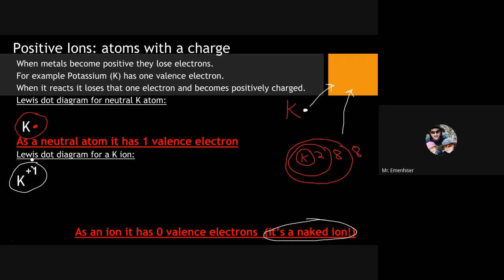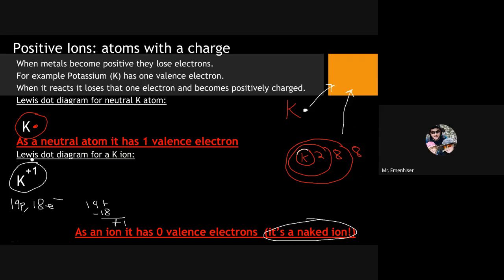Now we have a +1 charge because we lost an electron, and electrons are negative. So now we have 19 protons and only 18 electrons. 19 minus the 18 gives us a +1. So now we have 1 extra proton. So now we have a +1 because we lost a negatively charged particle. And we have a full outer shell.